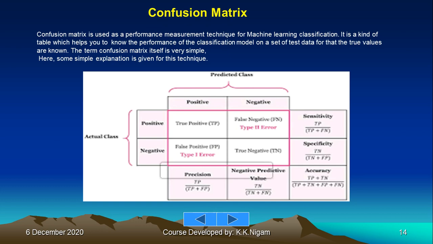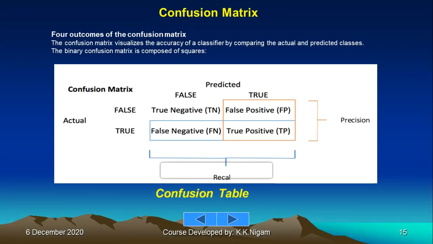That is, on top you have the predicted class, on the left you have the actual class, and against each one of them you have positive and negative, and then below them you have the true positive, false negative, false positive, and true negative. That's how this can be classified. Now, the 4 outcomes of the confusion matrix visualize the accuracy of a classifier by comparing the actual and predicted classes. The binary confusion matrix is composed of squares.